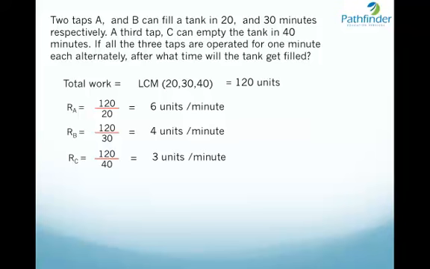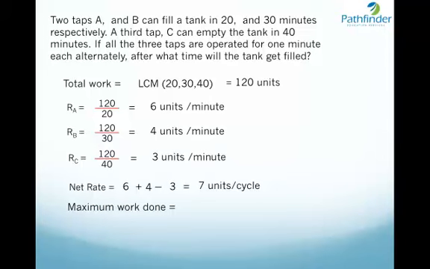In the first 2 minutes of every cycle, the two filler taps are in operation, and in the third minute the emptying tap is in operation. So the net rate is 6 plus 4 minus 3, that is equal to 7 units per cycle. This is the net rate of filling of the three taps.